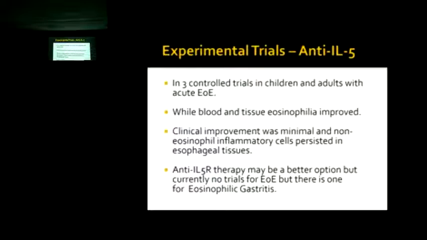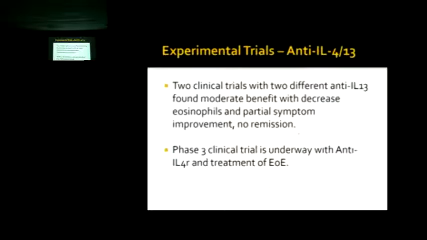There is some thought that maybe anti-IL-5 receptor therapy might be a better option, but there are no current trials for EOE right now. There is one for eosinophilic gastritis, on the other hand, which, just to make it distinct, EOE and eosinophilic gastroenteritis are 2 completely different things. The gastroenteritis is much more severe and needs some sort of immunosuppression and targeted therapy, whereas for EOE, most people don't favor that unless you're at the worst type. So anti-IL-5 doesn't seem to be helpful.